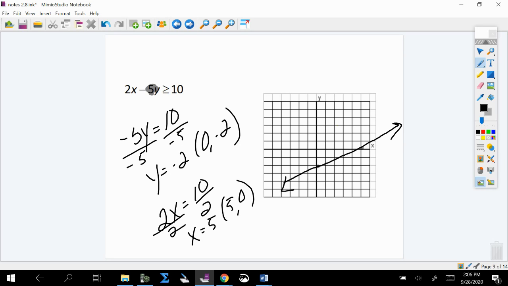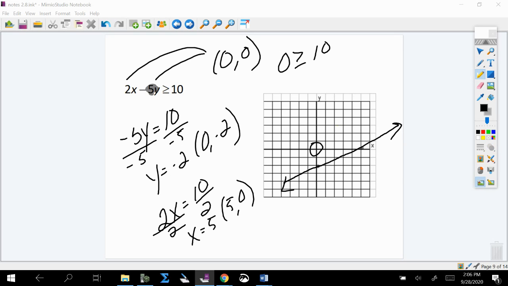And for shading, this one's a little different. I'm actually going to use 0, 0 as my test point. So if I put 0, 0 into this here and here, I'm going to get 0 minus 0. So I get 0 greater than or equal to 10. If that's a true statement, I want to shade where 0, 0 is. If it's not a true statement, then I want to shade the opposite side. 0 is not greater than 10, so I want to shade the opposite side. So I'm going to shade down here. So that's how you deal with a standard form one.